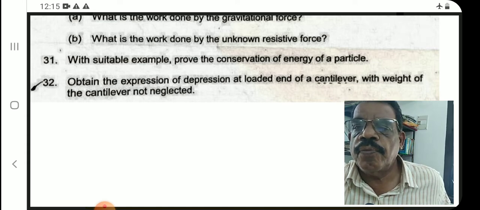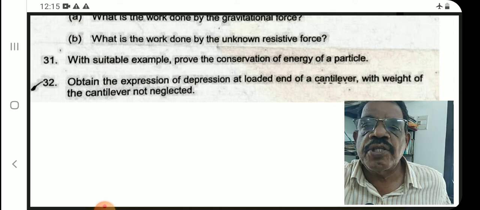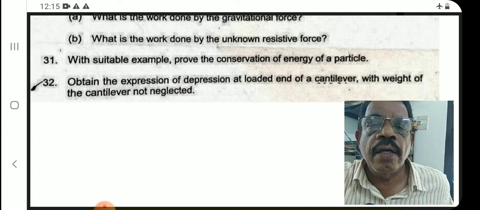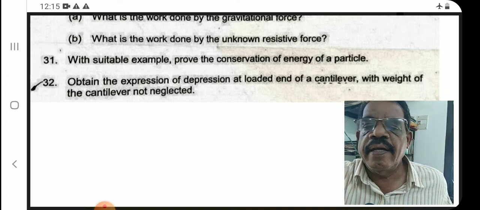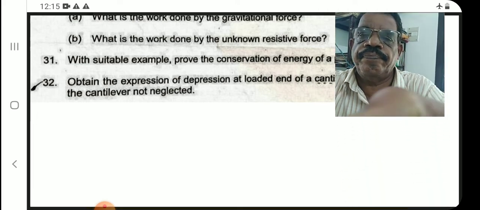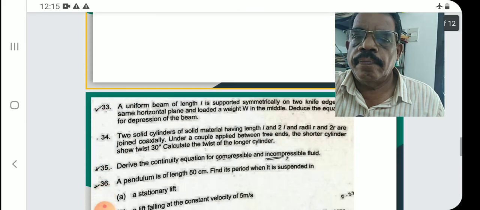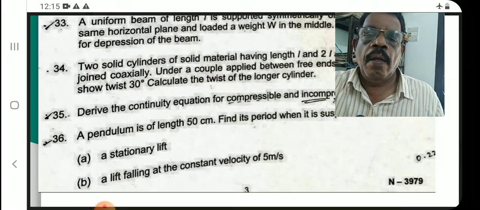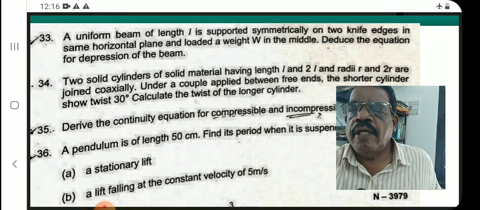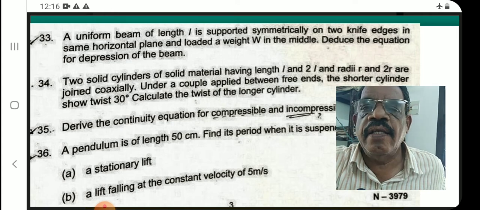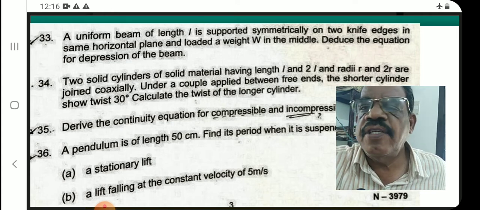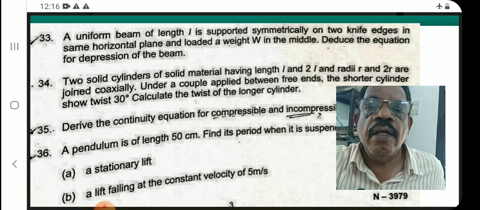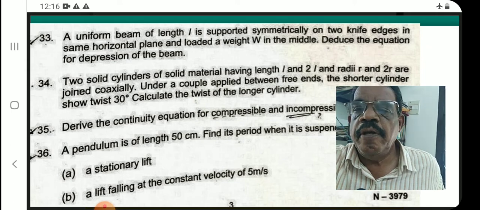Number 32, obtain the expression for depression of a loaded end of a cantilever with the weight of cantilever not neglected. Number 33, a uniform beam of length L is supported symmetrically on two knife edges in same horizontal plane and loaded with W in the middle. Deduce the equation for depression of the beam.